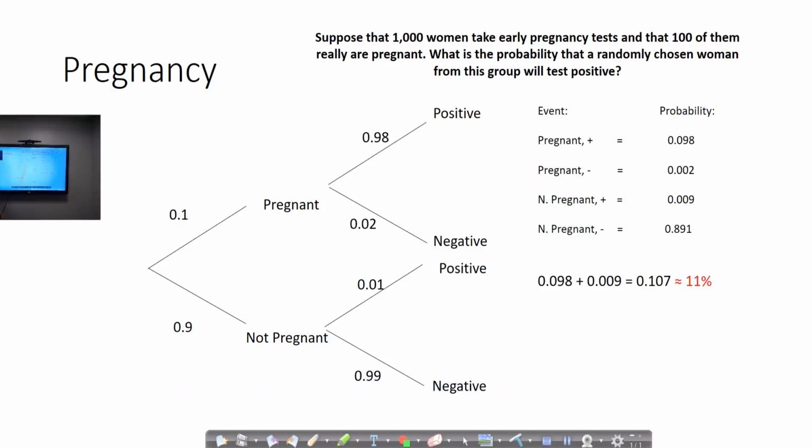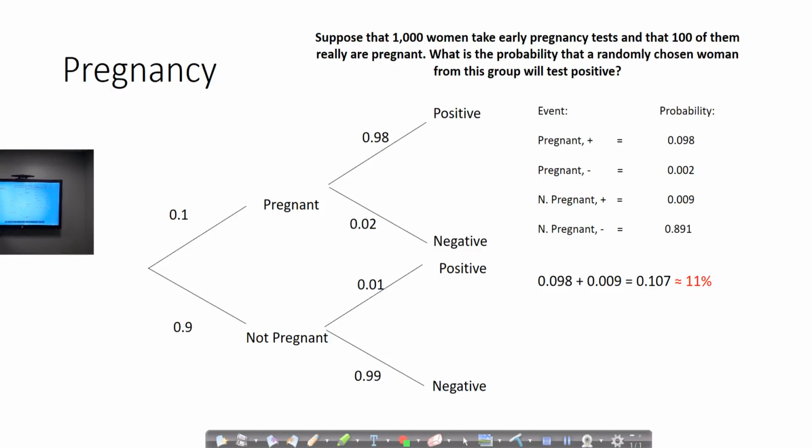Well, you're going to have your percentage of women that really are pregnant. So 0.1 is the percentage of 100 women that are pregnant out of the 1,000 women that are being tested. The 0.9 comes from, again, the tree has to equal 1. So you would take 1 minus 0.1, which would be 0.9 to the other half of the tree.